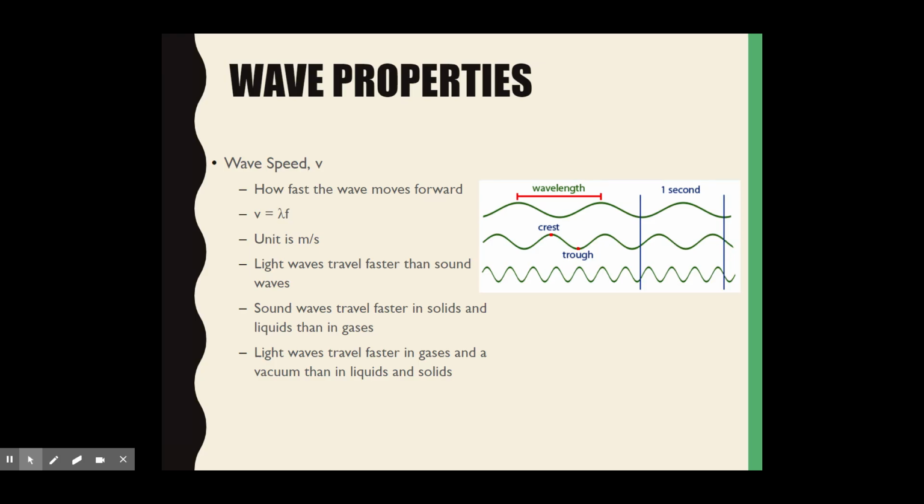Light travels faster than sound waves. Light travels at 300 million meters per second. Sound travels at 342 meters per second. So light is significantly faster. Light travels faster in gases and in a vacuum than it does in liquids and solids. The opposite is true for sound. Sound travels faster in solids and liquids than it does in gases.